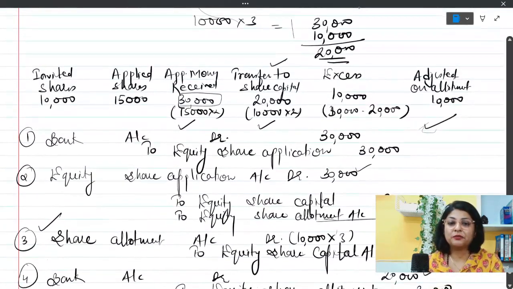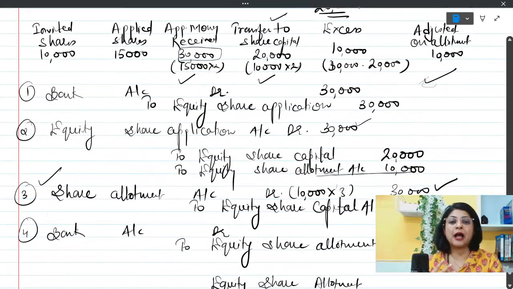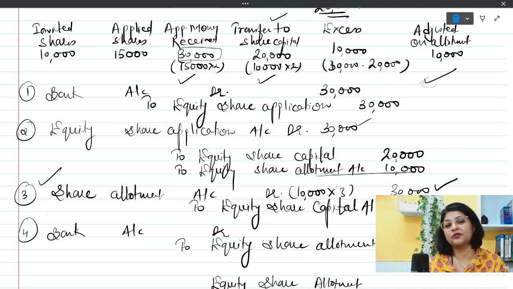Pro rata allotment means a situation where more applications have come from the public for a smaller number of shares invited by the company. This is known as oversubscription. Here, if the directors decide to do the pro rata allotment, in that case the excess application money which has come is adjusted towards the allotment.